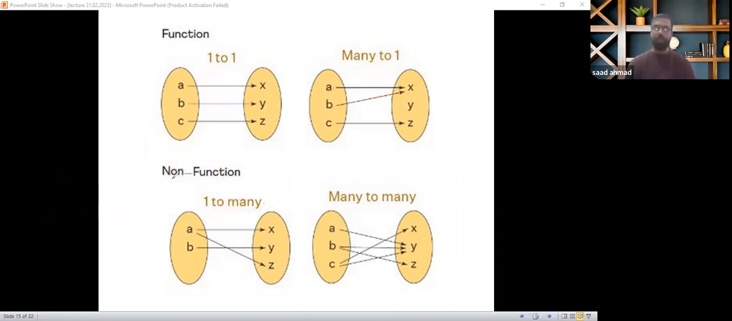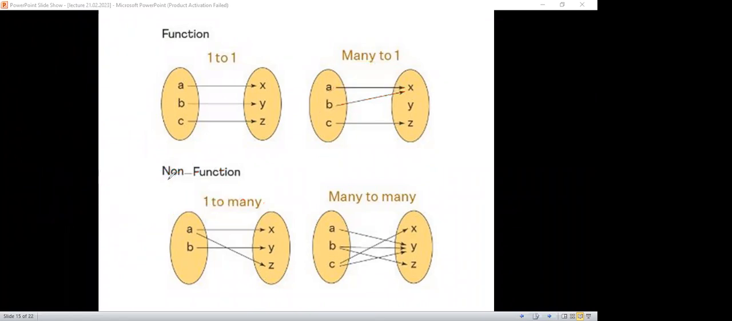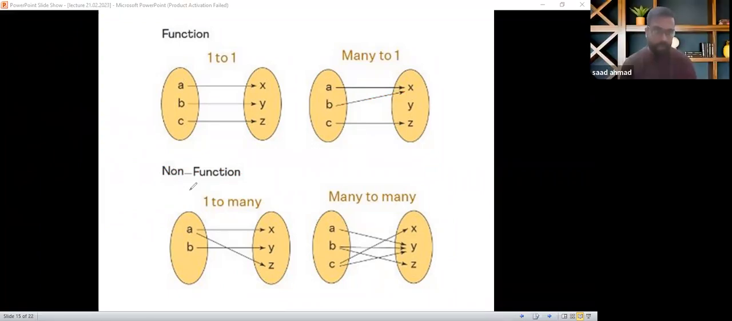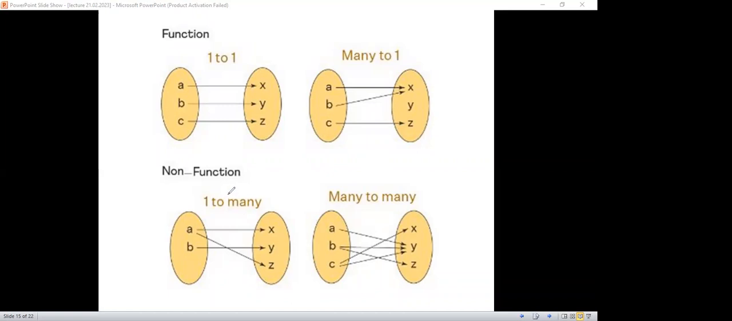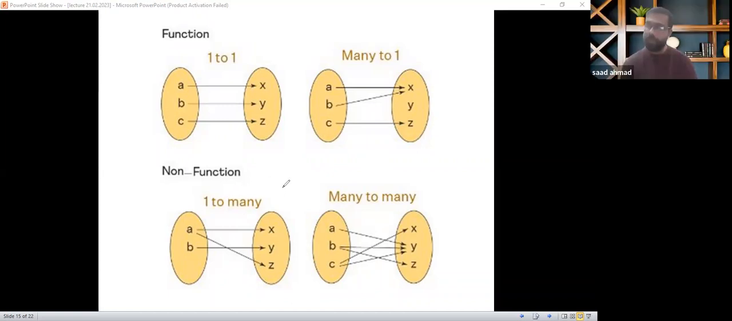So basically they're just connected. In 1-to-1, A is connected to X, right? The correct word that you want to say is A maps to X, or you can say X is the image of A, or A goes to X. So these ones are the functions. 1-to-1 is a function, many-to-1 is a function. They work for it, all right?